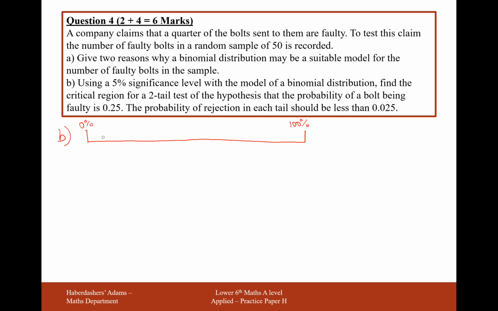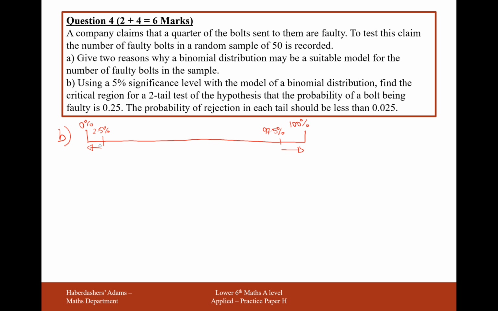So what we want is the maximum amount of leeway that we're going to allow such that 2.5% and below, anything with a probability below 2.5% of happening, then we're going to discount that and assume our probability of faultiness is different. Or if we have something with a greater than 97.5% probability, we're going to assume here that maybe the probability of a bolt being faulty is more than 0.25.